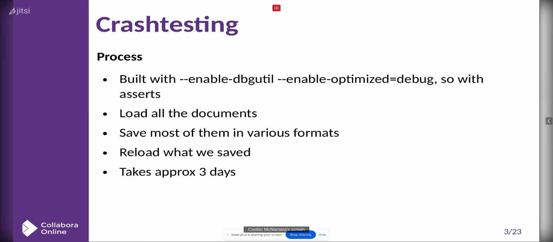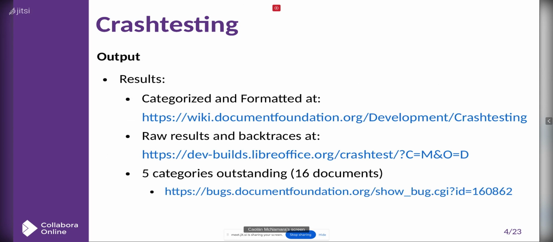So we load those 800K documents, save them out to a whole bunch of formats, and then we reload our output again. So the crashes that we're looking for are in all of those various steps. And it takes about 3 days. And then the output is raw at this URL here, the build devs URL, the crash tests. The raw results of what crashed are there, and the backtraces are collected and dumped up there as well.